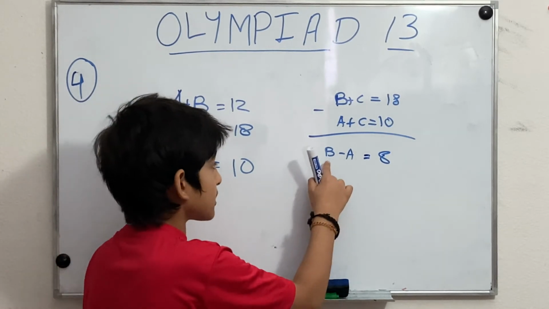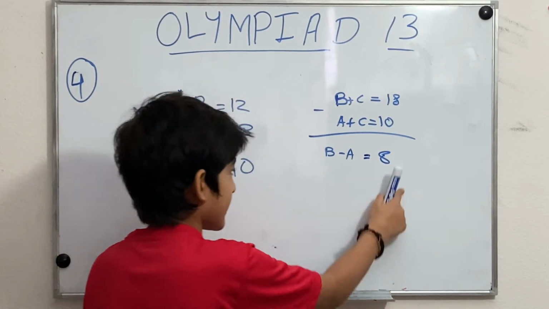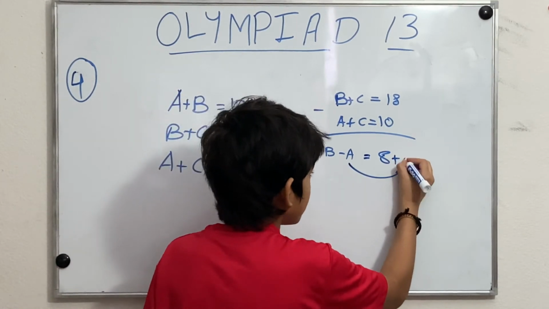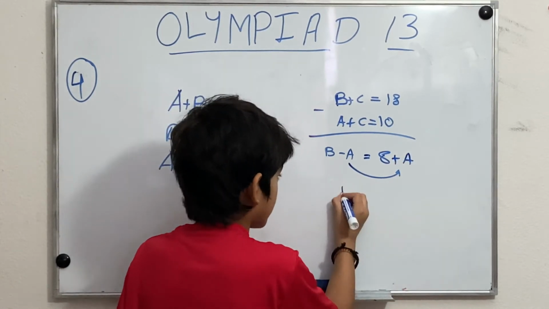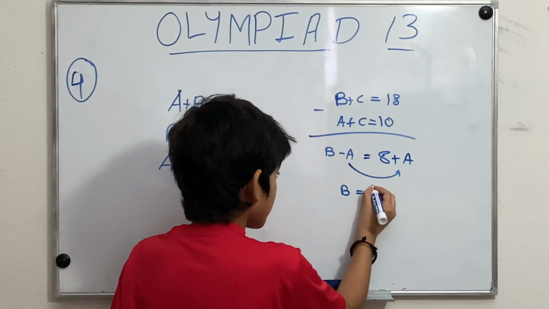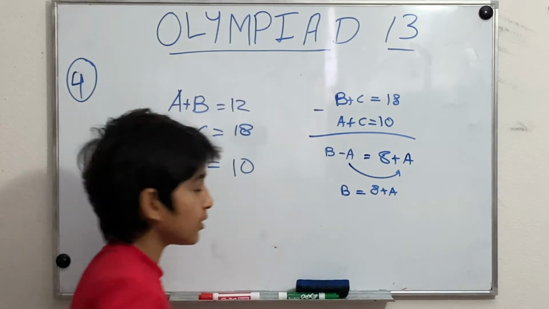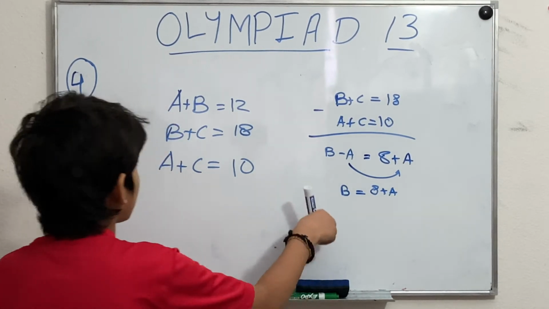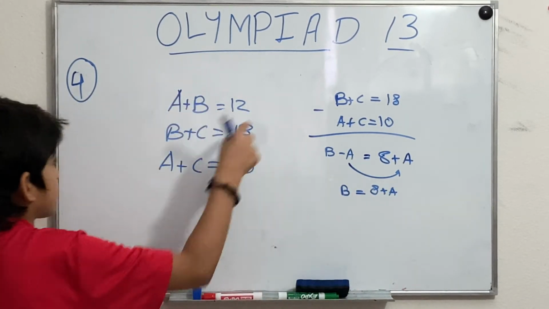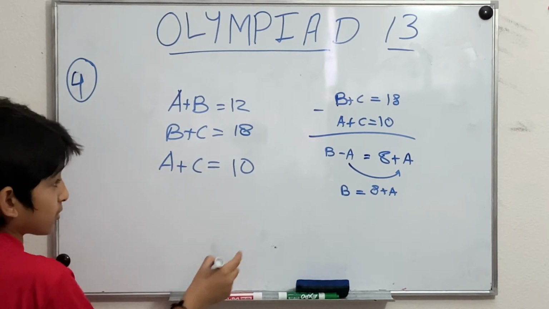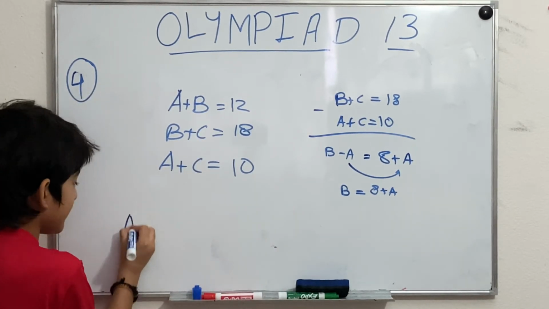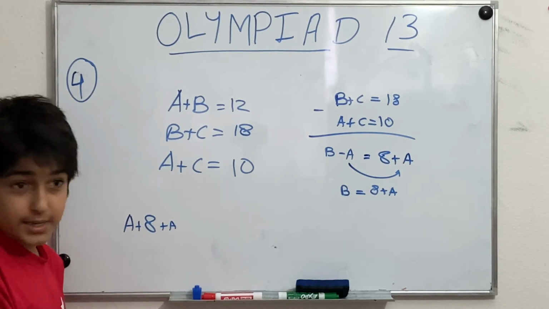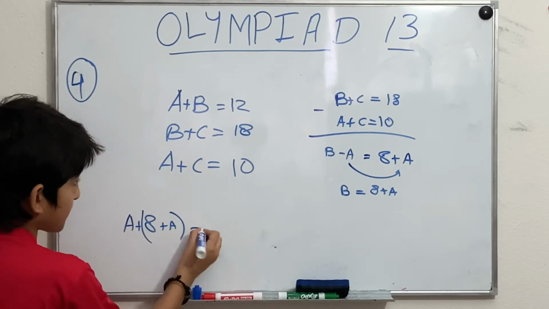We can bring this B to the other side, or this A. I'll just bring the A. So if this A came to the other side, 8 plus A is equal to B. So now we have a variable that is equal to another variable plus a numeral. So we can also plug this into this. Basically, B was equal to 8 plus A. So A plus 8 plus A, or B, and put this in parentheses, is equal to 12.